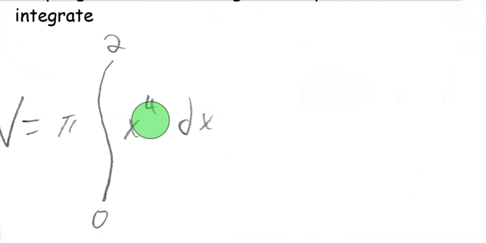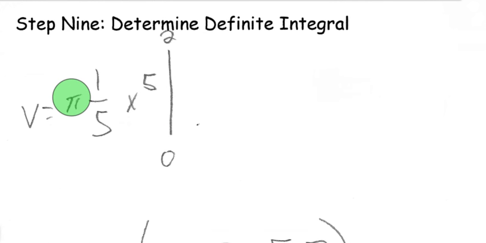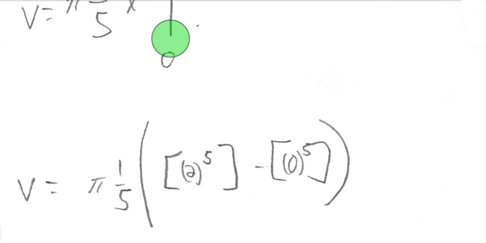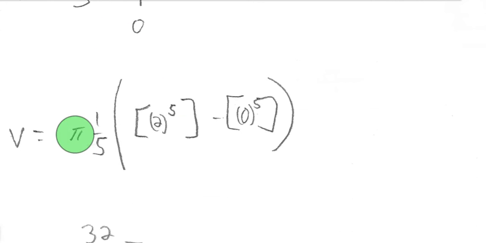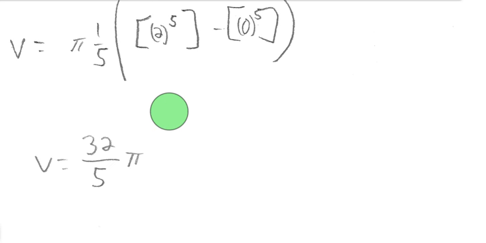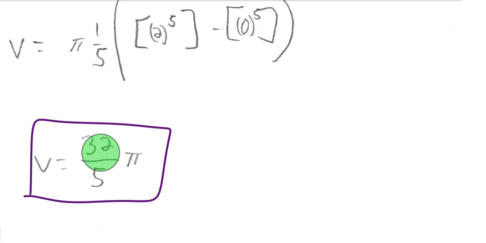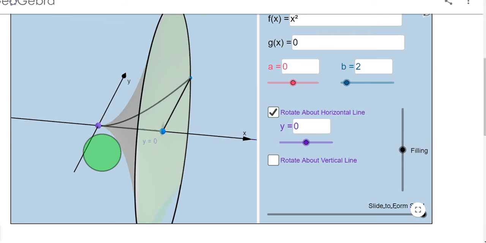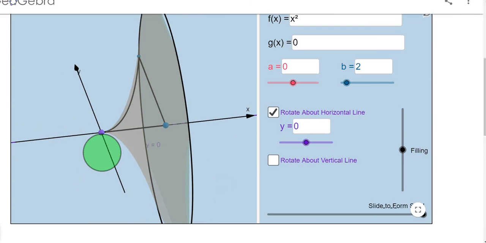We can integrate x to the 4th using the reverse power rule. Don't forget your pi out front. Integral of x to the 4th is 1/5 x to the 5th. Carry your pi down. We're going from 0 to 2. Notice the 0 won't matter because when you plug it in, you get 0. All we have to do is plug in 2. So we plug in 2 into this formula, and we get pi times 1/5, 2 to the 5th. 2 to the 5th is 32. Final answer, the volume of this solid is 32 over 5 pi.